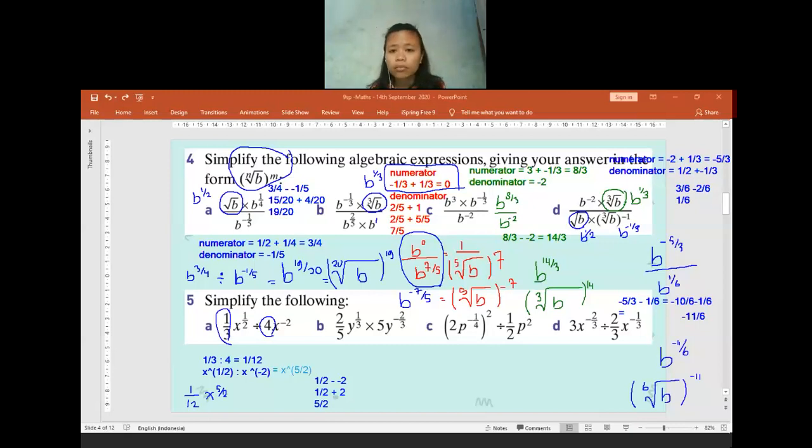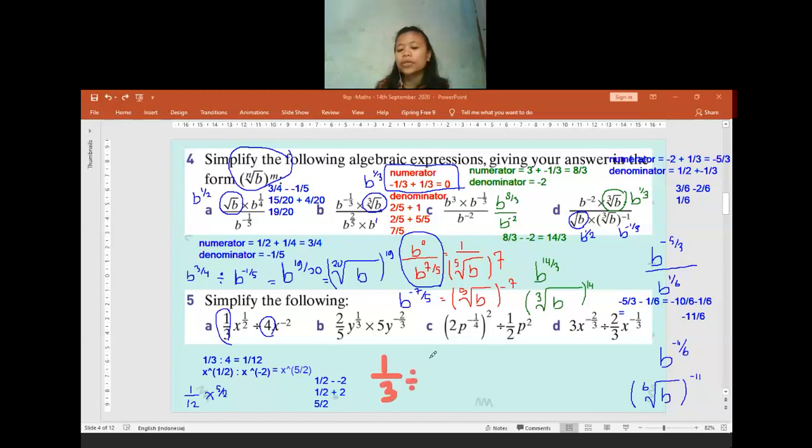It is 5 per 2. Wait, someone asks me through the chat: how to get 1 per 12? I have 1 per 3 divided by 4. If you get confused, wait, let me use another color. We have 1 per 3 divided by 4.